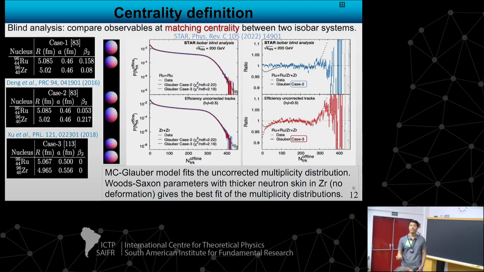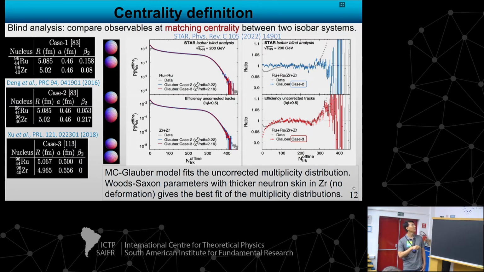Before we do the physics analysis, we need to define centrality. We have a separate group of people dedicated to doing the centrality definition for us, so we do not do that. The centrality definition is done with a global fit to the real data. Okay, I will be faster then. The global fit uses Woods-Saxon parameters.